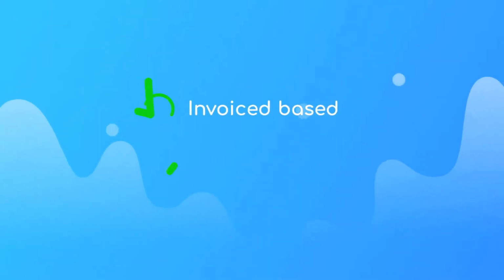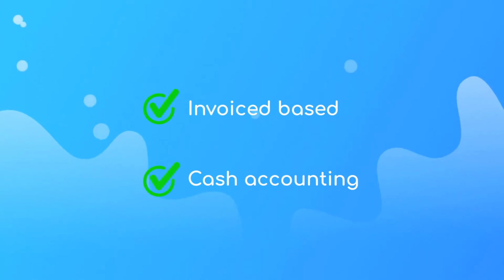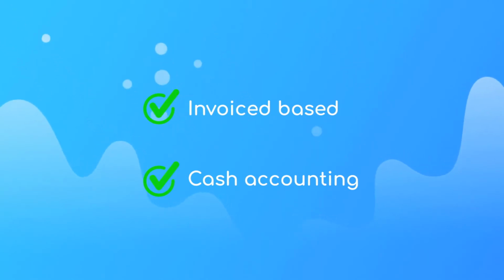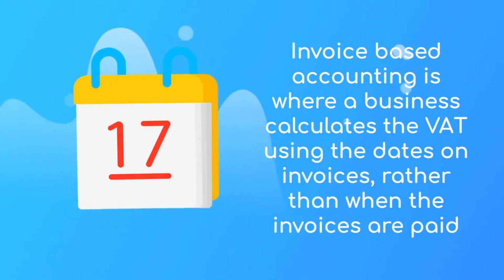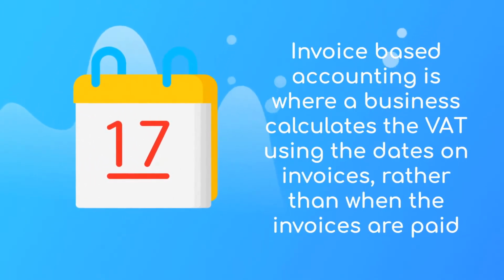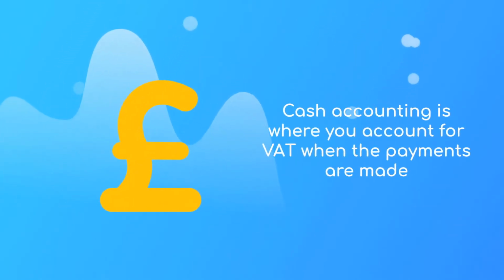On the standard VAT scheme, you can account for this using 2 different methods: invoice-based or cash accounting. Invoice-based accounting is where a business calculates the VAT using the dates on invoices, rather than when the invoices are paid. Cash accounting is where you account for VAT when the payments are made.